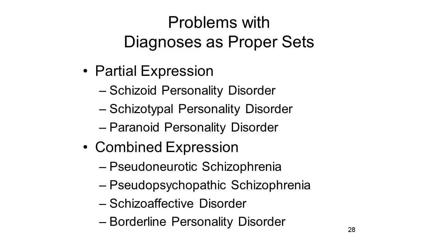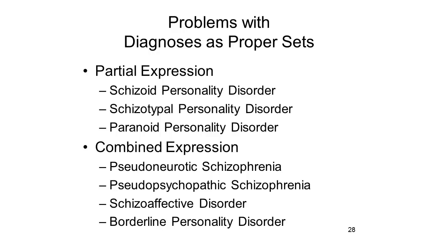The same thing happened with depression. And there was also a problem of combined expression. Many patients displayed the defining symptoms of many different categories. In the case of schizophrenia, again, this led to the introduction of new syndromes, such as pseudo-neurotic schizophrenia, where there was a lot of anxiety, pseudo-psychopathic schizophrenia, where there was a lot of antisocial behavior, and schizoaffective disorder, where the patient combined some symptoms of schizophrenia with some features of manic depressive illness.